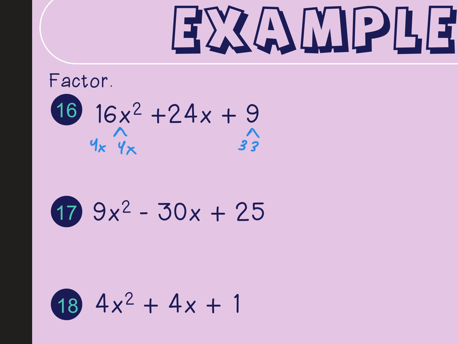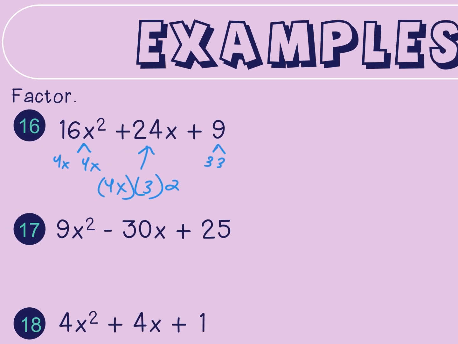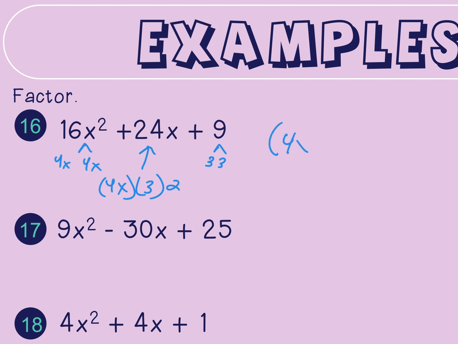If I take my first term, 4x, I times it by the second term, 3, and then I times it by the number 2. What's 4x times 3 times 2? It gives you 24x. Okay. Isn't that what that middle term is? So what does my parenthesis look like? There's a 4x in the front. There's a 3 in the back. And what sign goes in the middle? A plus. And how many of them do I have? So you square it.